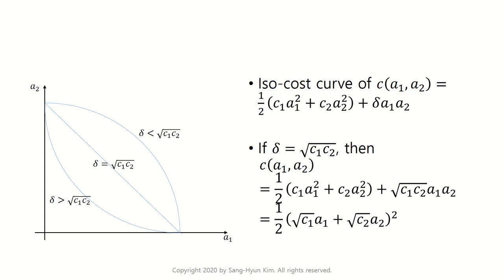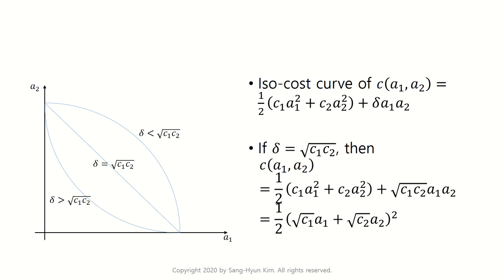It's not hyperbolic. You know what it is? It's similar to a circle. So if delta is zero, it is very similar to a circle. And if delta increases, when delta is square root C1 times C2, let's look at the second bullet point. If delta equals square root C1 times C2, then the cost function can be written like this.